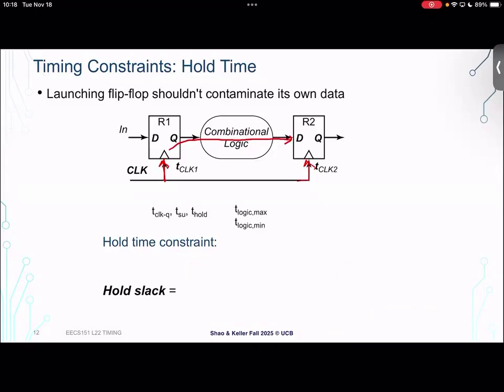Another way of saying this is that the launching flip-flop should not contaminate its own data that it has already stored in that second flop for the subsequent cycle. And this is sometimes called a race condition because the data is racing through to update that flop when it shouldn't.